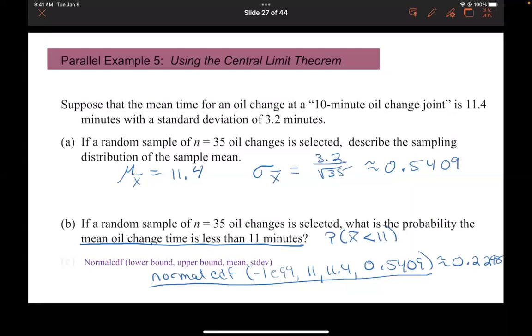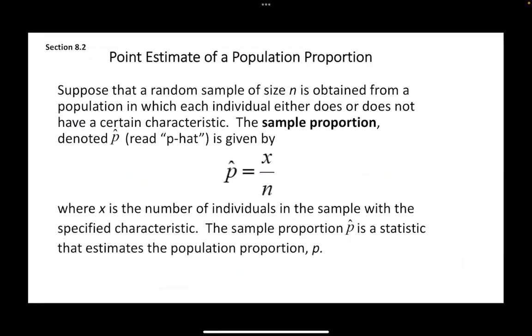All right, so now we're in 8.2. I want you to take the 8.1 stuff and put it on a shelf until you do your homework, because we are now going to shift to looking at proportions rather than the mean. It's going to look a little bit different. So put that on the shelf, give it a bowl of water or something and let it simmer. Now we're in 8.2.